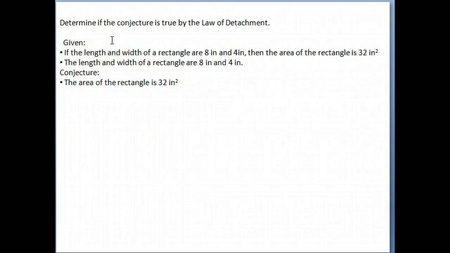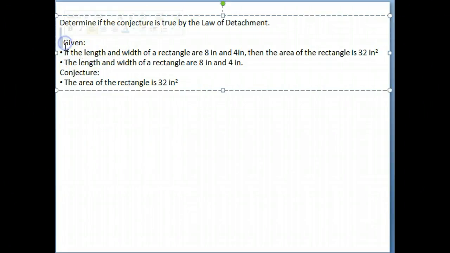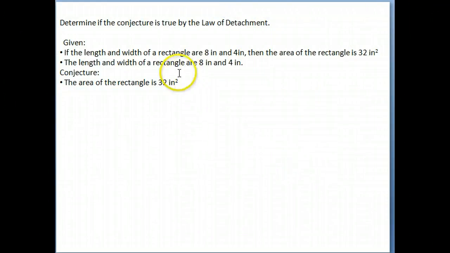All right, let's determine if this conjecture is true by the law of detachment. We are given, here's our rule, if the length and width of a rectangle are 8 inches and 4 inches, then the area of the rectangle is 32 square inches. The length and width of the rectangle are 8 inches and 4 inches. So here's our rule. As long as we have a rectangle with measurements 8 inches and 4 inches, then we know its area will be 32 square inches.